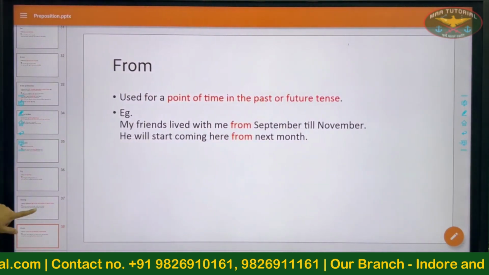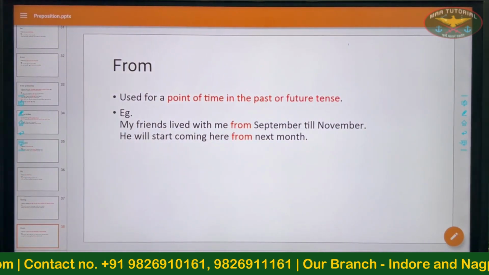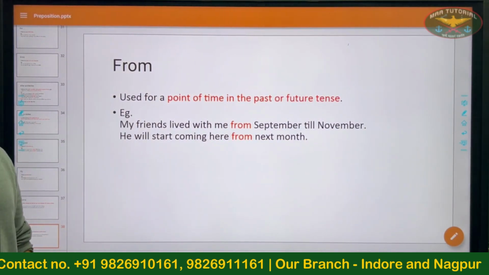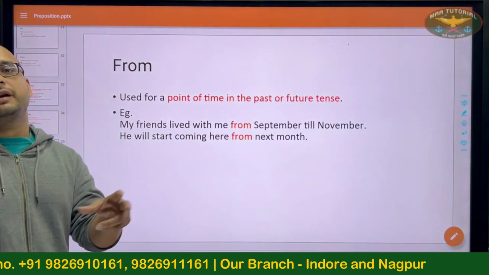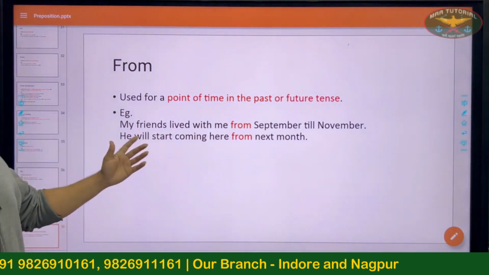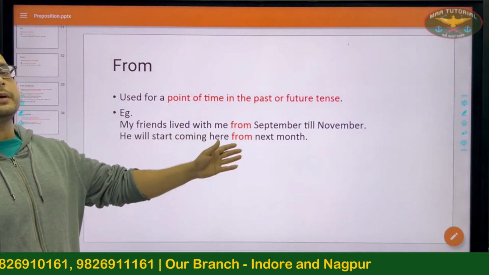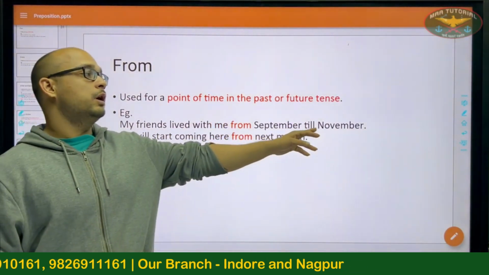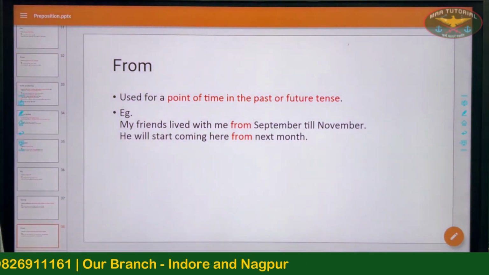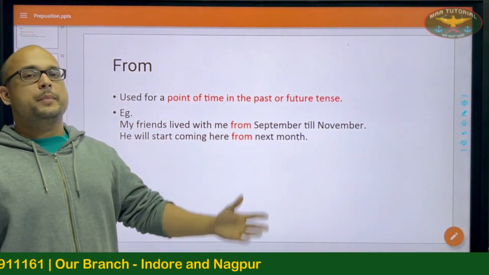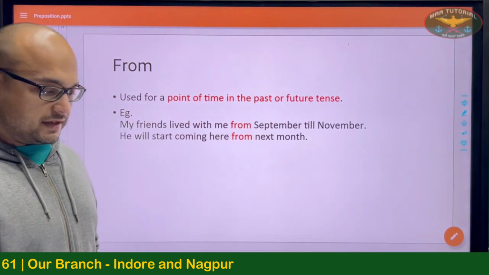And then we have from, our last preposition, used for a point of time in the past or future tense from where the event starts, at the starting of the event. So my friends lived with me from September till November. It is often followed with another preposition till, which tells about the end of the event. He will start coming here from next month till whenever he pleases.